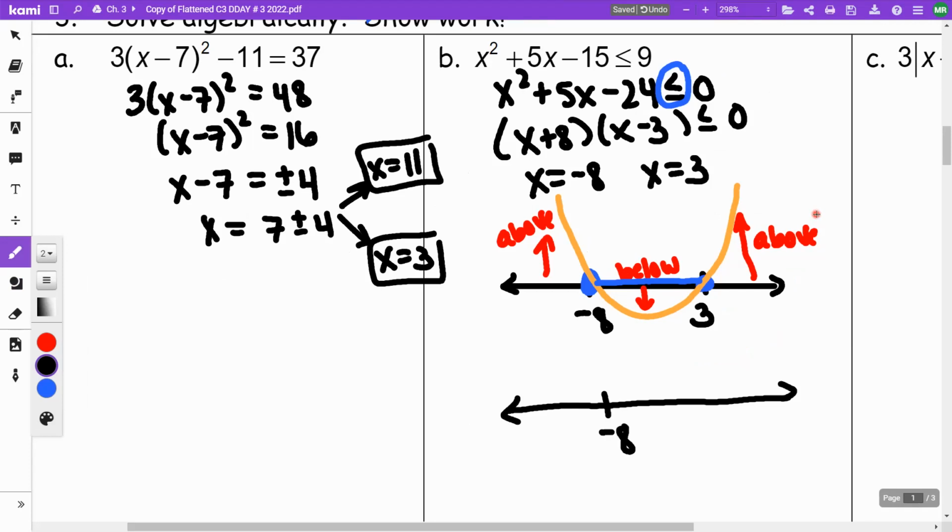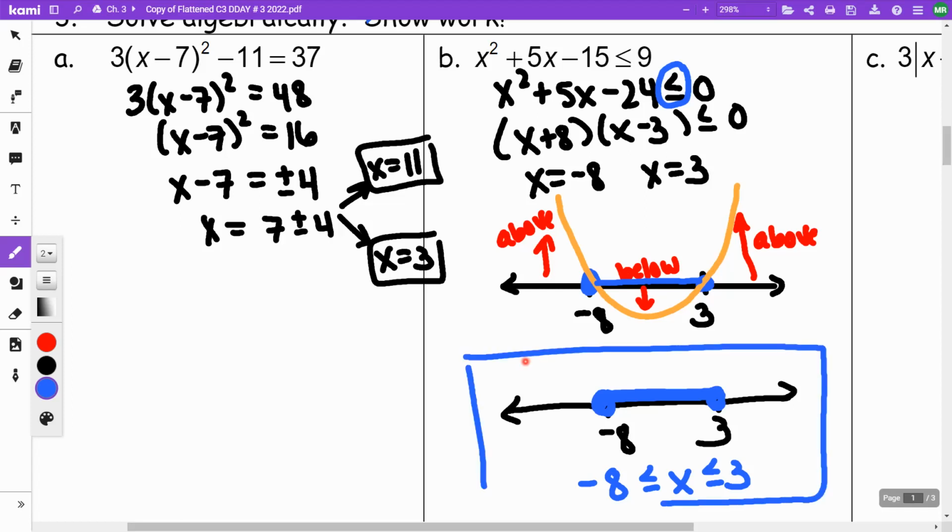So I'm going to have -8, 3. I'm going to have a closed circle at -8, closed circle at 3, shading in between. That's where my parabola would have been below the x-axis, or it would have been less than or equal to 0. Now, to write this, I'm going to start with -8 less than or equal to x, and still less than or equal to 3. That's my graph and my solution.